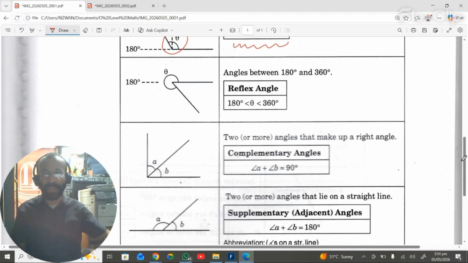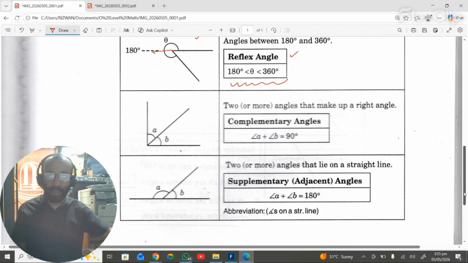Next is reflex angle. So any angle that is greater than 180 degree and lesser than 360 degree is called the reflex angle, and this is a type of the reflex angle. So look now, here is the straight line. This will be definitely 180 degree. So the given angle is now greater than 180 degree and lesser than 360 degree. So this type of the angle is called reflex angle.